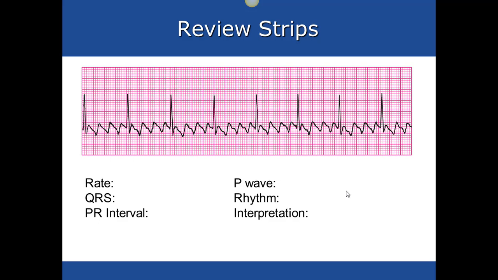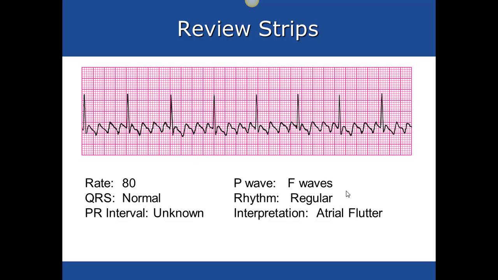So how'd you do? What'd you come up with? Well, let's take a look at it. If we look, the rate is 80 beats per minute, and we look solely at the QRSs as we're going across. Are there P waves? Well, no, they're not. We see that we have flutter waves here that look like a sawtooth pattern. The QRS is completely within normal range. The rhythm itself is regular, and because we do not have P waves, there is no PR interval.